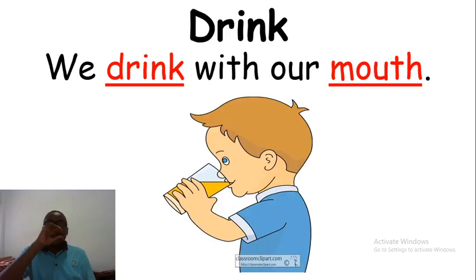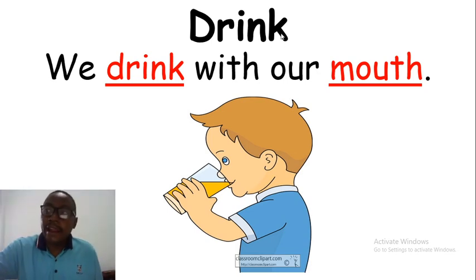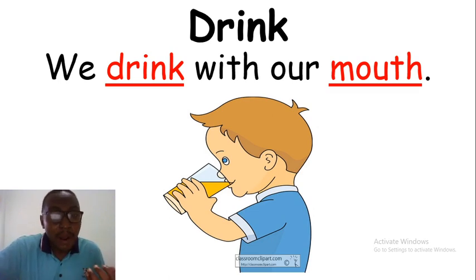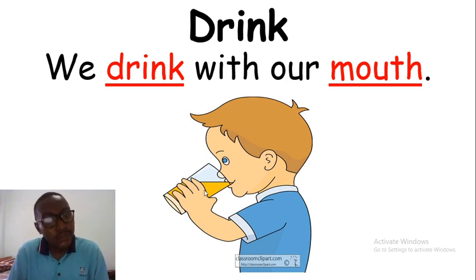Next is drink. Again, drink. How do we spell drink? D-R-I-N-K. Drink. So, for example, I am drinking. So I am drinking with my mouth. So we drink with our mouth. So the mouth is the one that helps us to drink. For example, the boy is drinking juice with his mouth.